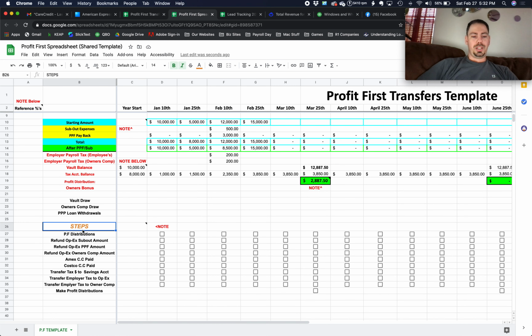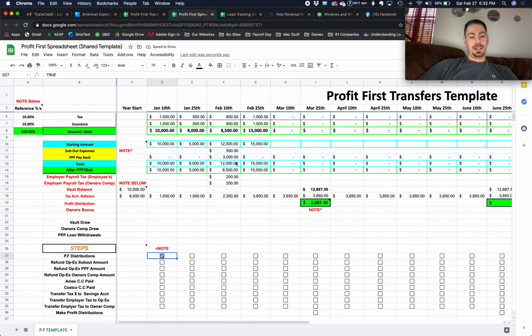Last part is just your steps. So these are the steps you'll want to go through pretty much every 2 weeks. So obviously, did you do the distributions? Refund OPEX account, the sub amount. So again, that's talking about, did I actually take this money and refund my OPEX account that amount? Refund OPEX account for the PPPF amount. Same thing. I want to take this amount from my income account and refund my OPEX account for that amount.